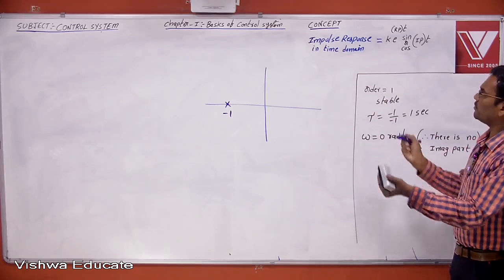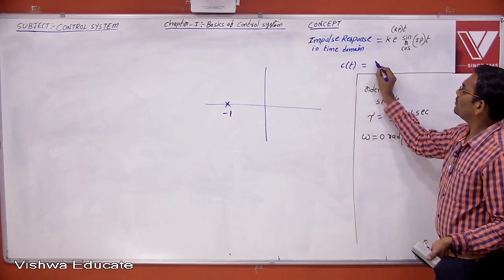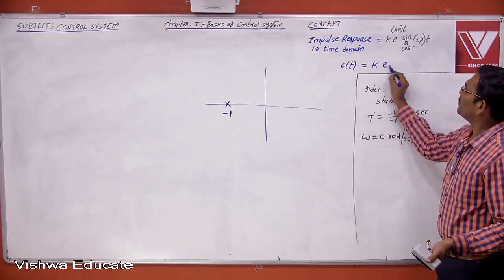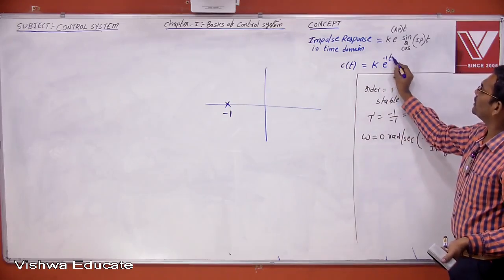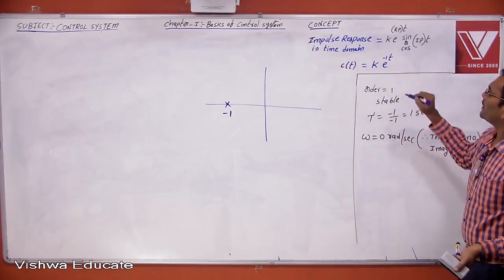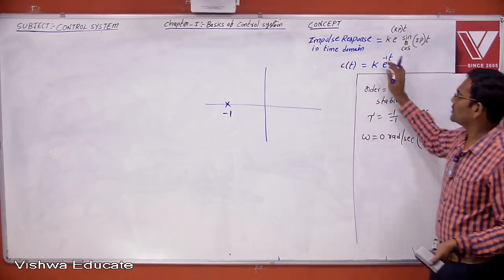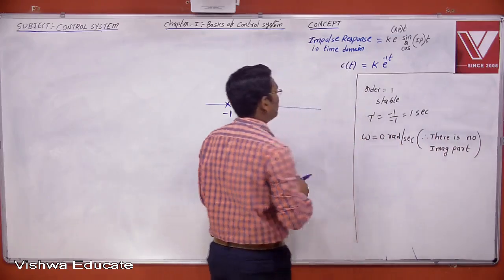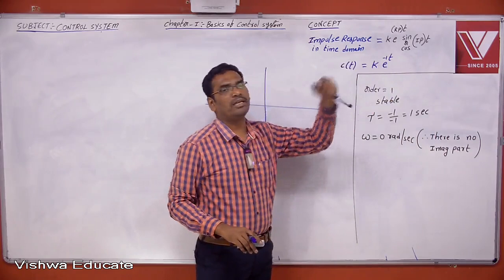The impulse response c(t) is equal to some constant into e power real part. What is the real part? Minus 1 into t. Sine or cos come from the imaginary part, but there is no imaginary part, therefore there is no sine or cos term. Therefore, this is the impulse response in the time domain, which is exponentially decaying.